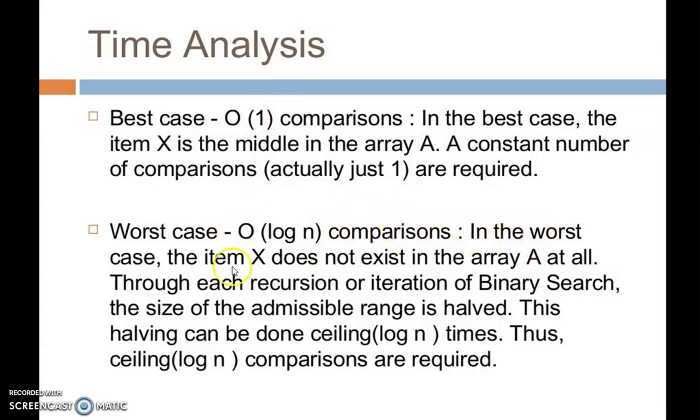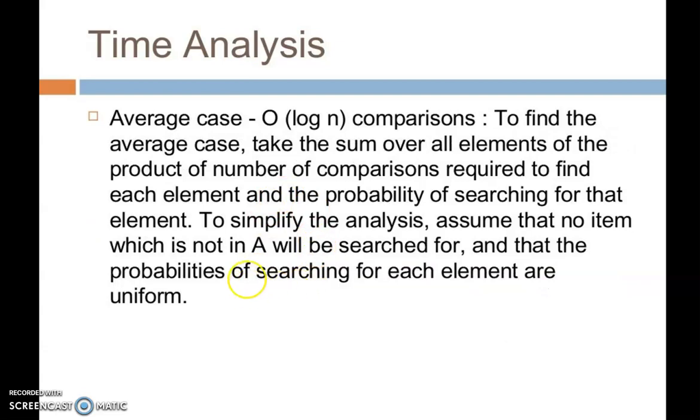In the worst case, the item x does not exist in the array A at all. Through each recursion or iteration of binary search, the size of the admissible range is halved. This halving can be done ceiling(log n) times, thus ceiling(log n) comparisons are required. So we need to keep in mind that the array must be sorted, only then can we search. The average case is O(log n) comparisons.